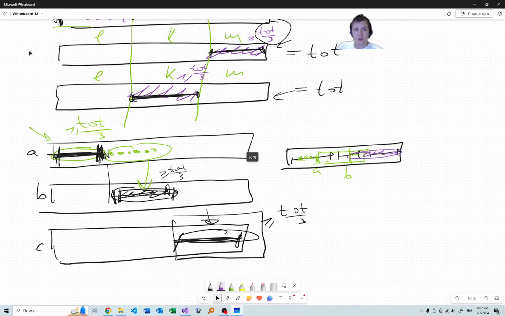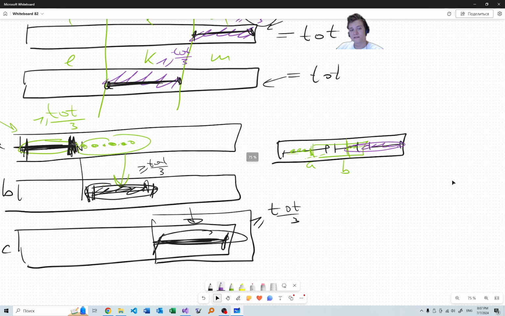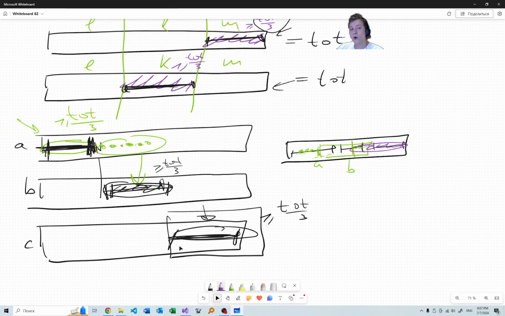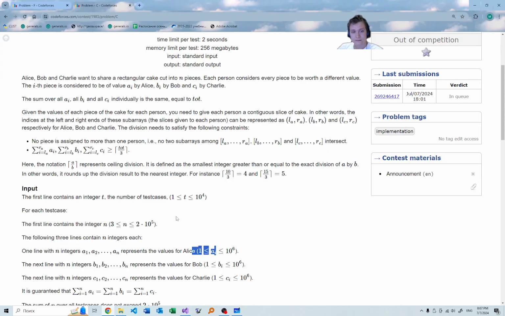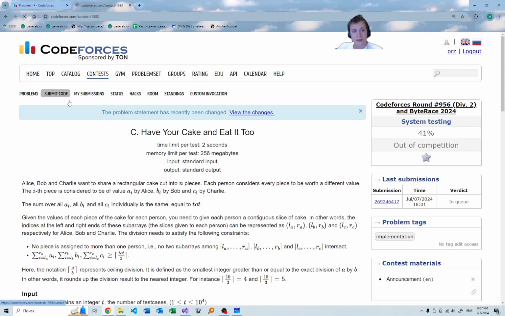Okay, but what if we failed to choose the correct order of A, B, and C? Well, actually, there are only 3 factorial equals 6 possible orders. So let's just try them all. Let's try all possible 6 orders of our arrays. For each of them, it's just a linear solution. That's it.